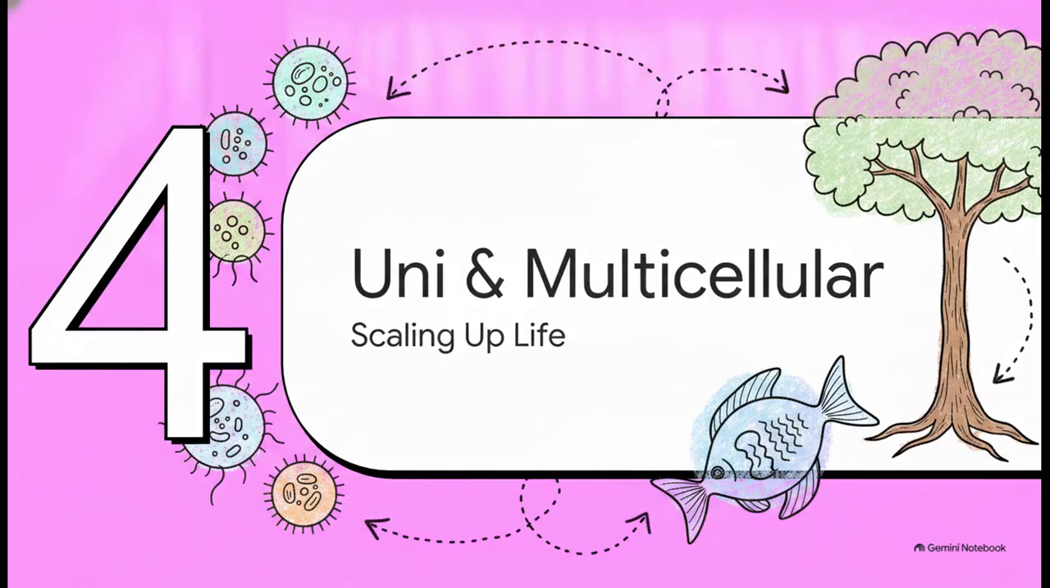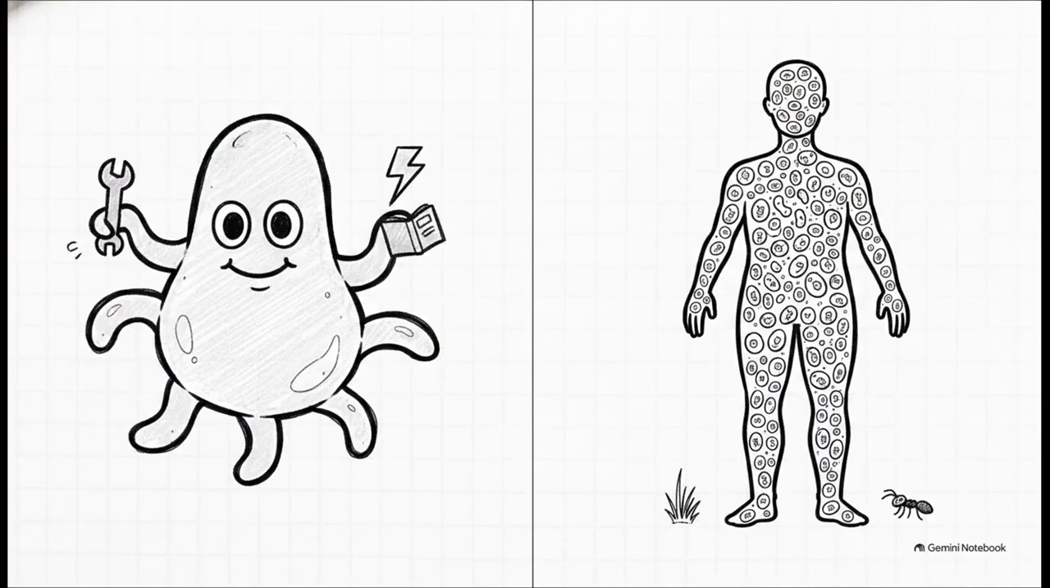Okay, Section 4, unicellular and multicellular organisms. We are zooming out now, looking at how life scales up from single units to massive creatures. Life basically comes in two formats. First, you've got unicellular organisms. These are the ultimate solo acts. The entire organism is just one single cell.